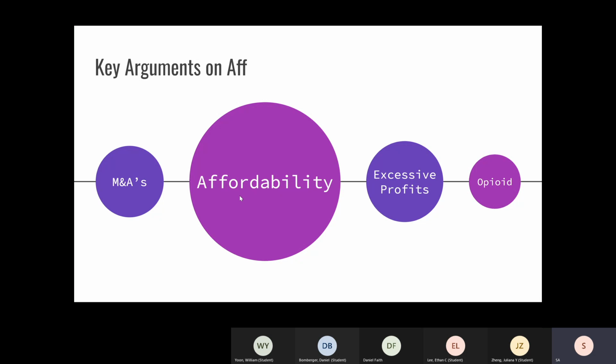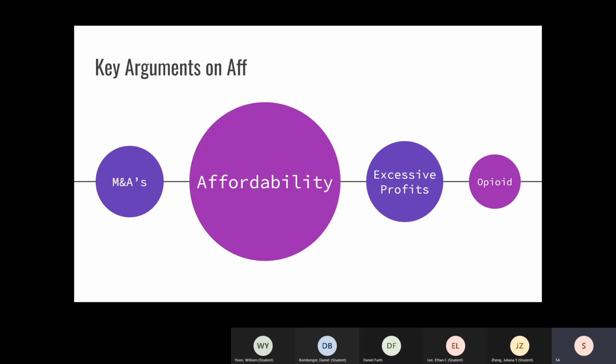And then another thing from excessive profits is mergers and acquisitions, which is basically because they have so many profits, they have so much money. They use this money to buy up smaller pharmaceutical companies, which is bad because obviously one less company on the market probably means there's going to be less competition and less innovation.